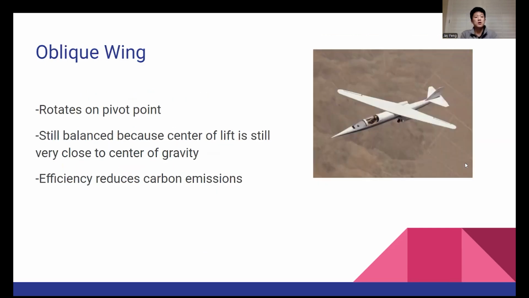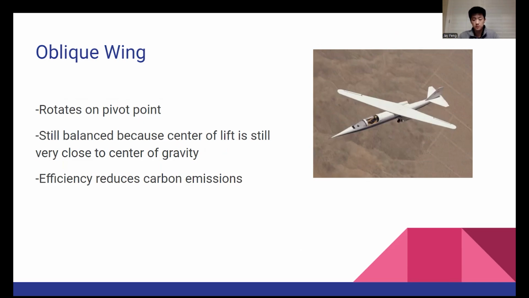So then that's where I landed on the oblique wing. This design rotates on its pivot point, and it's kind of similar to the variable sweep wing. It sweeps back more when the speed increases. So it'll rotate like 30 degrees and then it'll rotate more as the speed gets higher.